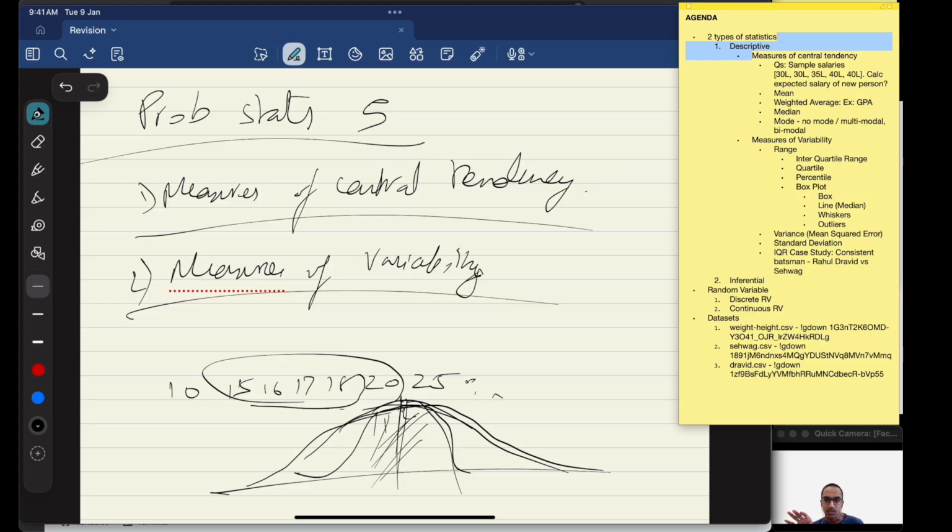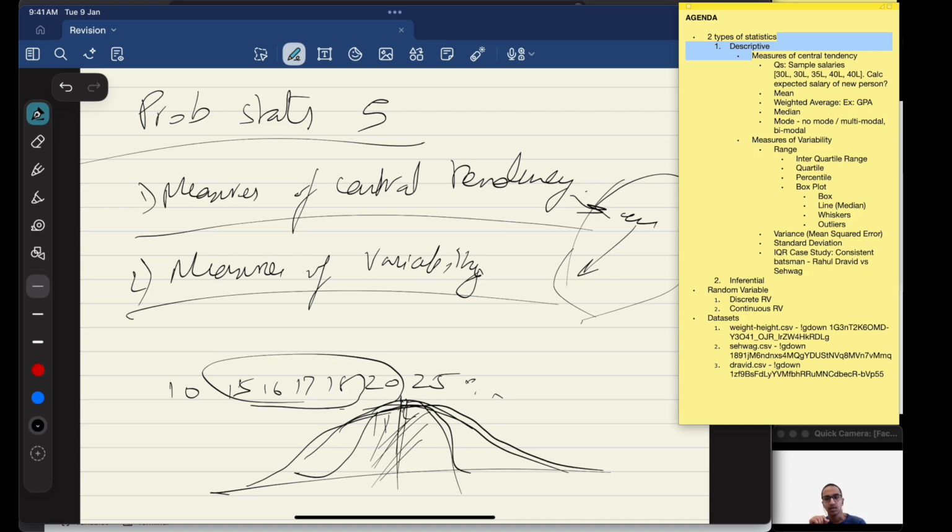So that is about measures of central tendency. Measures of variability is where you are trying to find out what is the spread of the data around that center. So once we find the center in central tendency, variability will tell us how far away the data points are from the center that we found.